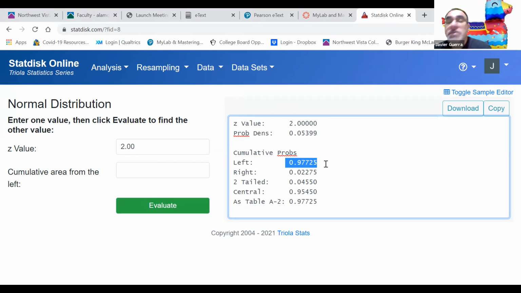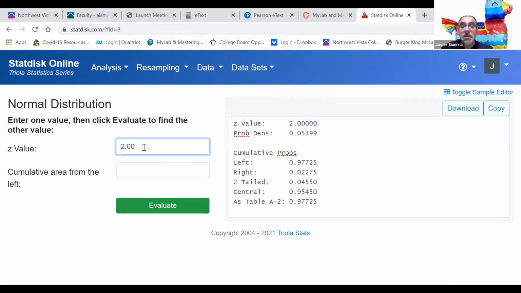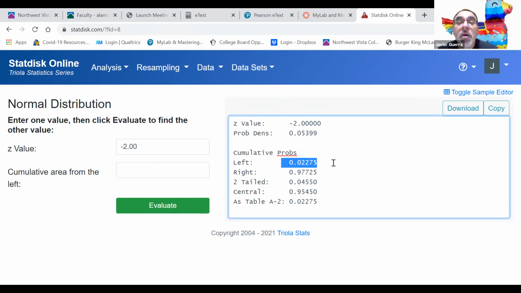0.9773. Okay, and then I have to look up the negative 2.00 to the left: 0.0228.